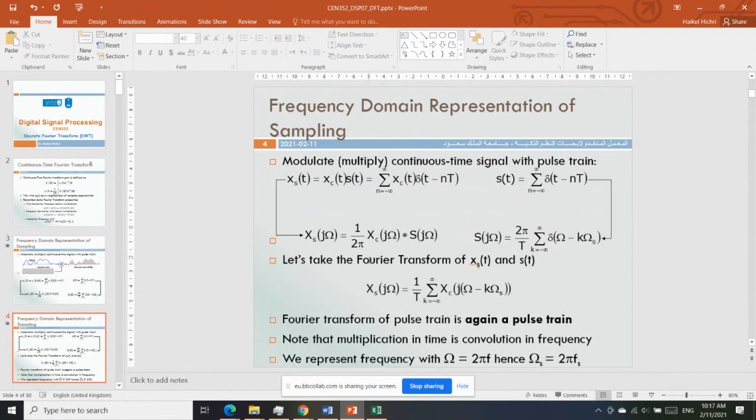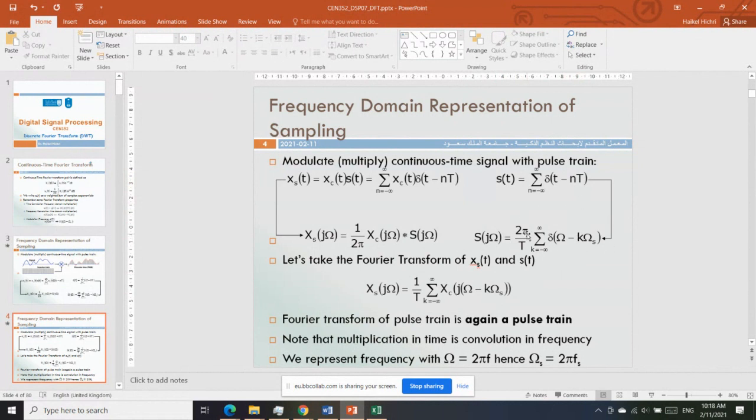Okay, so let's take the Fourier transform of x_s(t), which is this result, and s(t). The Fourier transform of x_s, the continuous modulated signal, if you apply the continuous Fourier transform, is 1 over T, the sum from k equals minus infinity to infinity of X_c, which is the Fourier transform of x only, of j multiplied by (omega minus k omega_s). Here omega_s is related to the period T, here 1 over T.